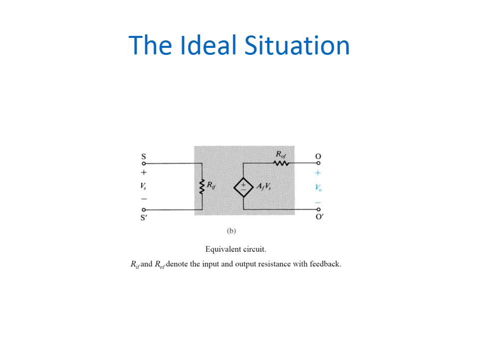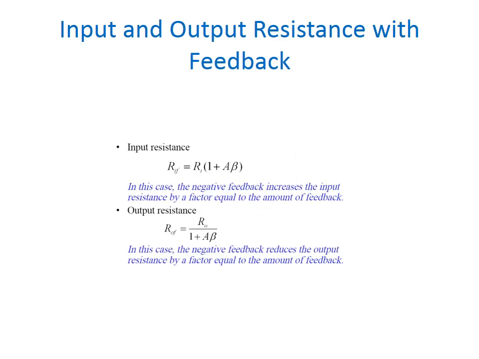including the feedback network. So here the input resistance can be calculated using RIF equal to Ri into 1 plus A beta. Here RIF is nothing but input resistance with the feedback, Ri is nothing but input resistance without feedback. So in this case the negative feedback increases the input resistance by a factor equal to the amount of feedback. Output resistance is given by R0F, which is equal to R0 by 1 plus A beta. So here the negative feedback will reduce the output resistance by a factor equal to the amount of feedback.